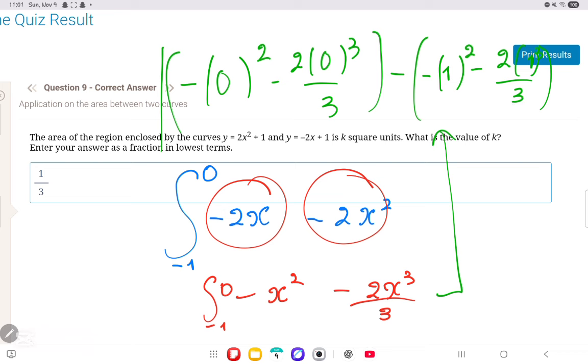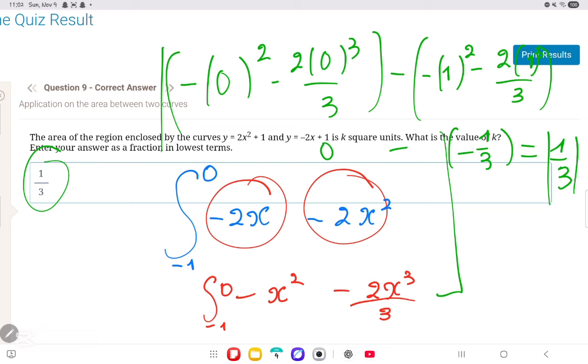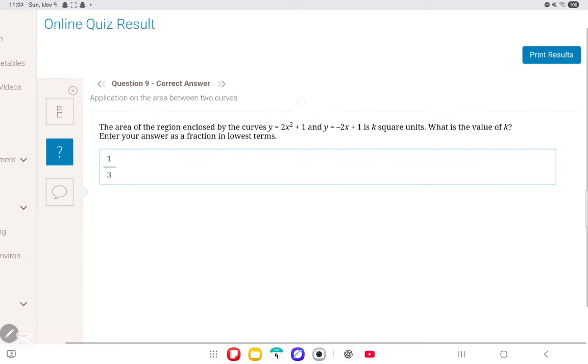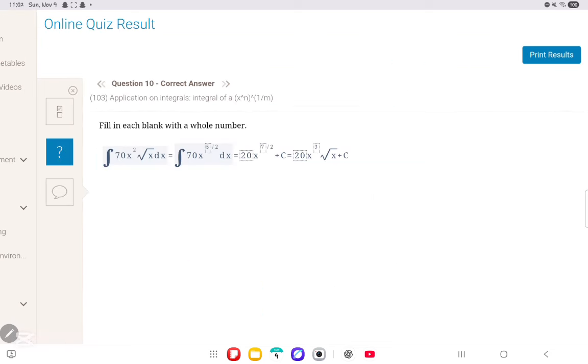Put it on your calculator and you're supposed to get what? You're supposed to get here 0, and here you're supposed to get an answer of minus 1 over 3. So it's going to be 0 minus 1 over 3, which will give me 1 over 3, and of course you need to put it in absolute value. So what's the answer for my area? It's going to be 1 over 3. We'll move on to question number 10.